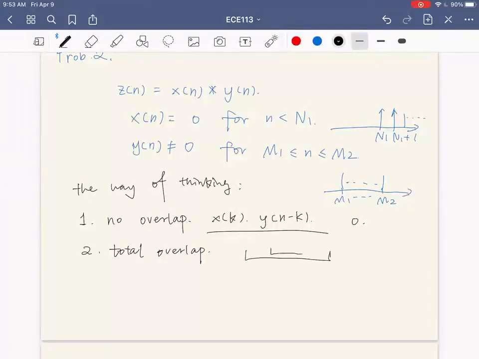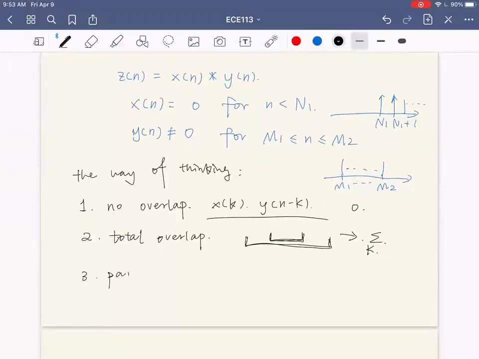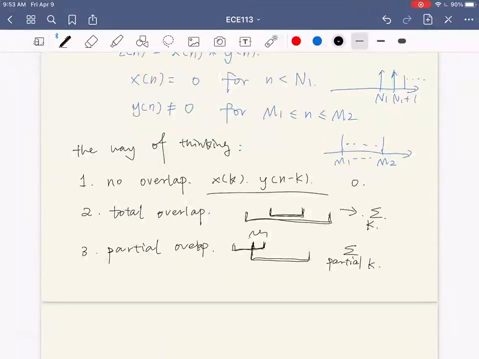Let's say a sequence is within the interval of another sequence, and in this way we will have a summation over all the indices in the shorter sequence. And the third case is partial overlap, which means that the two intervals are not fully overlapped, but they are partially overlapped. In this case, we need to be careful about the index and the boundaries.